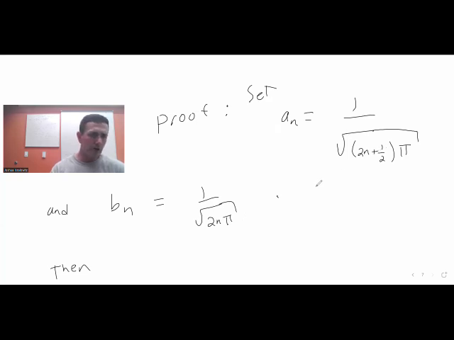But I claim, and there's really not a whole lot to prove, that a_n is bigger than b_{n+1}. I'll explain why that's important in a second. There's really not much to this. This is the same thing as saying 1 over a_n is smaller than 1 over b_{n+1}.